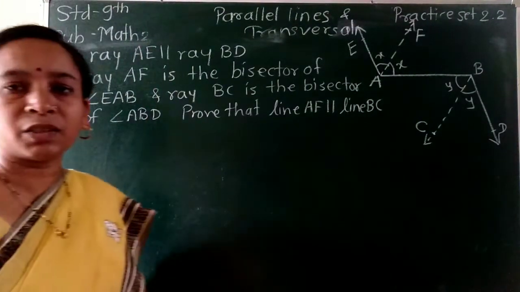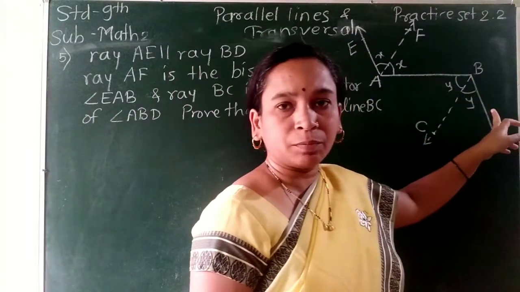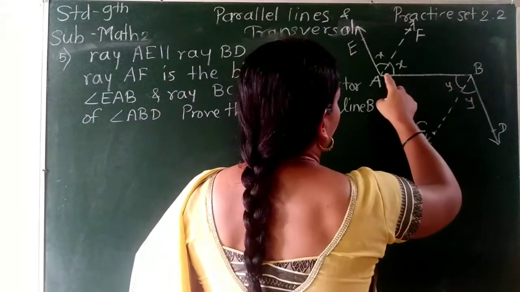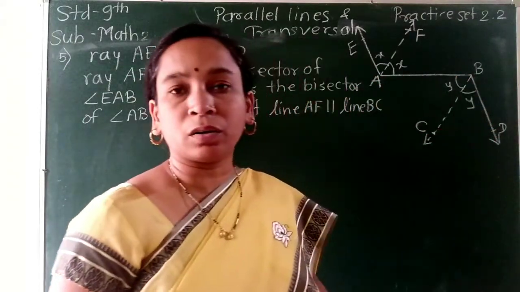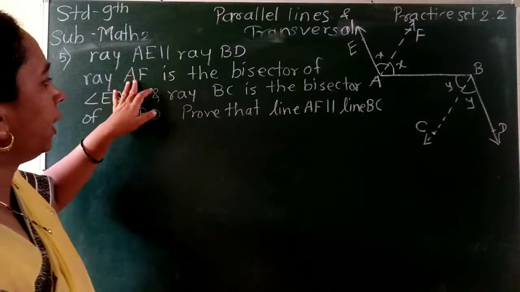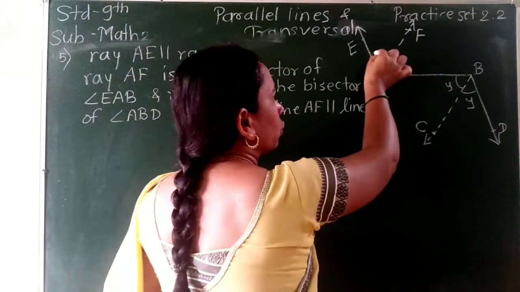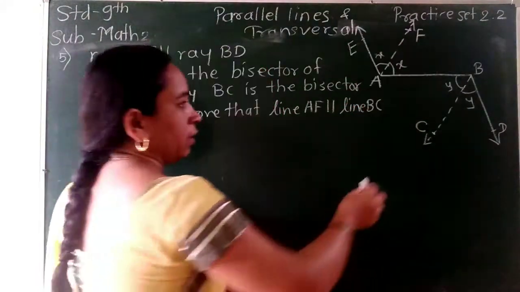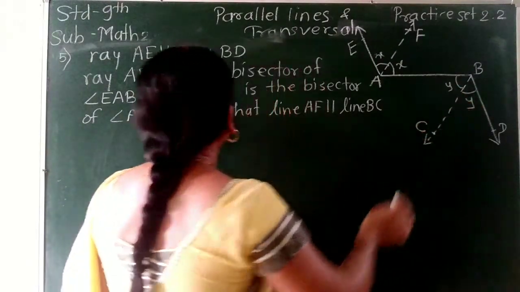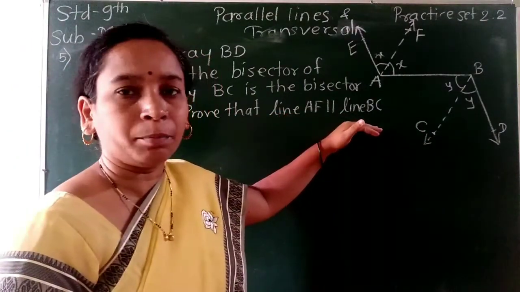Fifth example. In this fifth example, ray AE is parallel with BD. If they are parallel, then angle EAB and ABD are congruent, by the alternate angle theorem. But what is given? They said that AF is the bisector. This AF bisector makes two equal angles. BC is also a bisector, so it makes two equal angles. That means we have to prove that line AF is parallel with line BC.